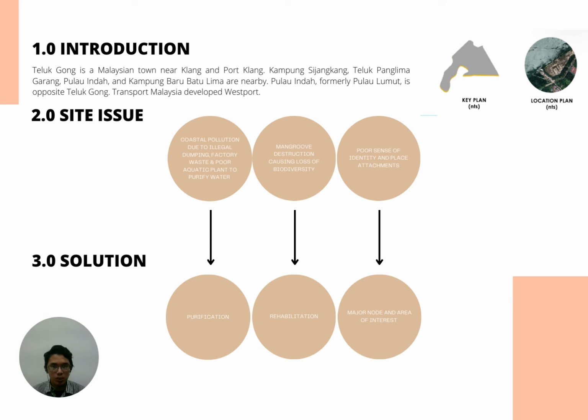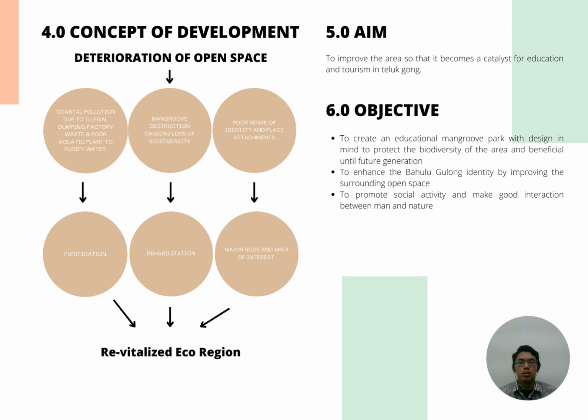And for the site issue, there are three main issues. The first is coastal pollution due to illegal dumping, factory waste, and poor aquatic plants to purify the water. The second is mangrove destruction, causing loss of biodiversity. And the last one is poor sense of identity and place attachment. The solution to these issues is purification, rehabilitation, and measuring areas of interest.